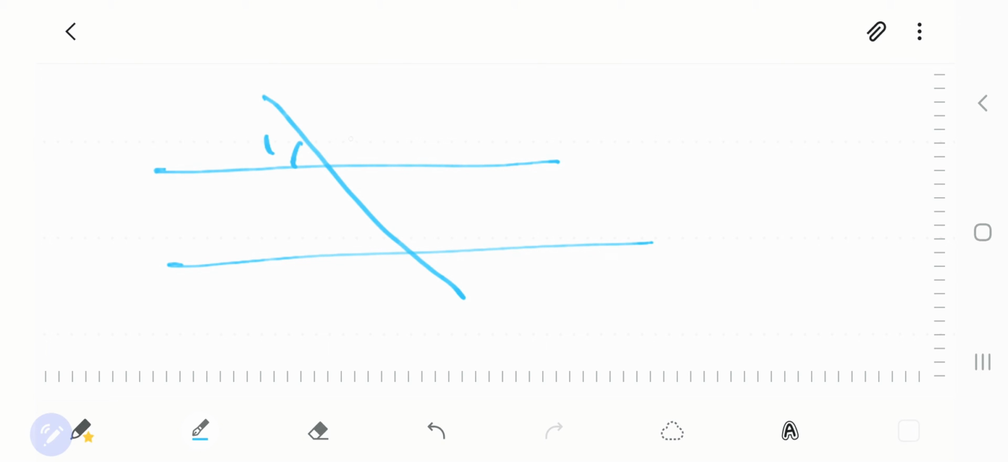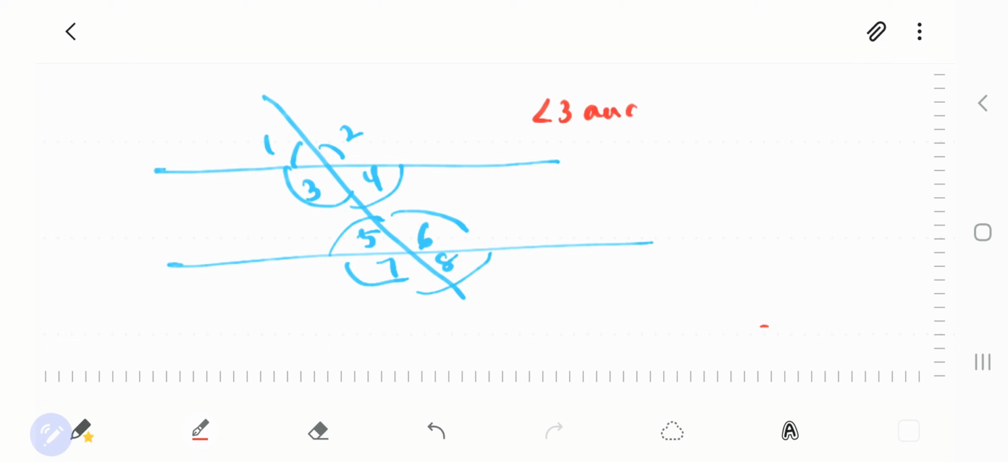Your first 1, 2, 3, 4, 5, 6, 7, 8. So I have numbered my angles as this. Now they have asked what is the relation between angle 3 and 6. Can you get me what is the relation between angle 3 and angle 6? They are interior alternate. Is that clear?